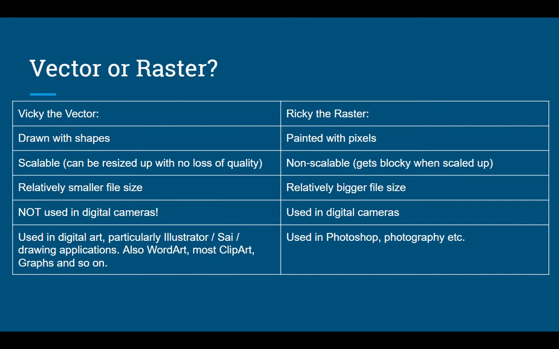Compare that with the raster. Raster graphics are painted by pixels, dot by dot. For those of you who are artistically inclined, the original raster painter was Georges Seurat. And if you don't know who Georges Seurat is, go find out. He is amazing. He painted with dots, in a style called pointillism. They're non-scalable. As you increase the size of the image, it gets blocky, and you can start to see the pixels rather than the image.